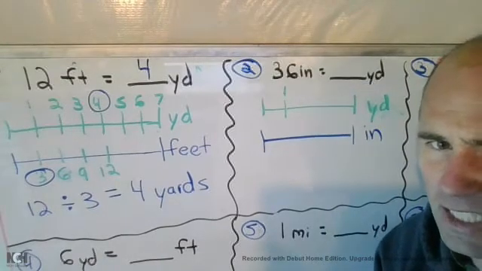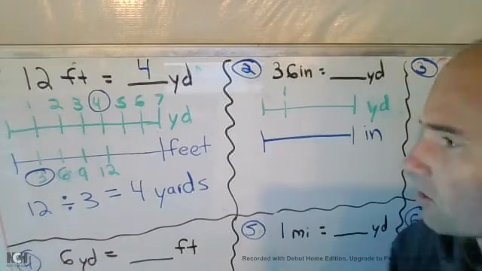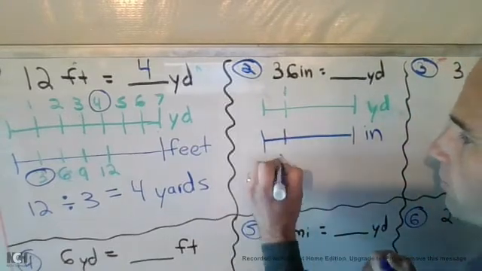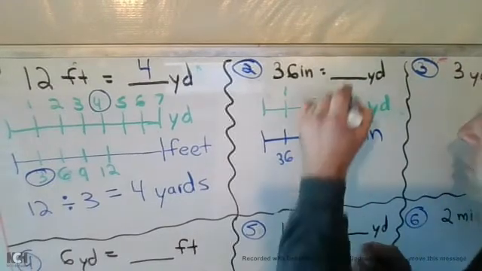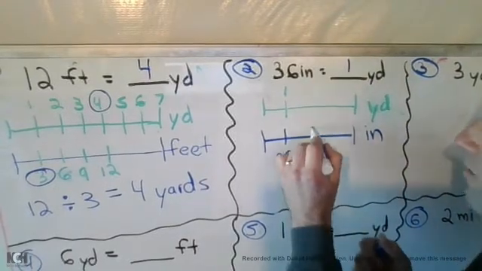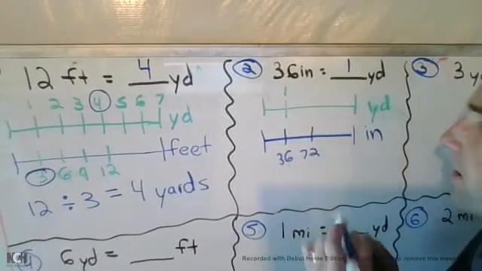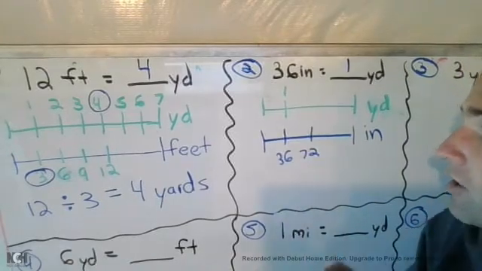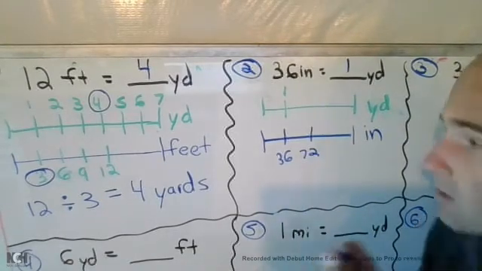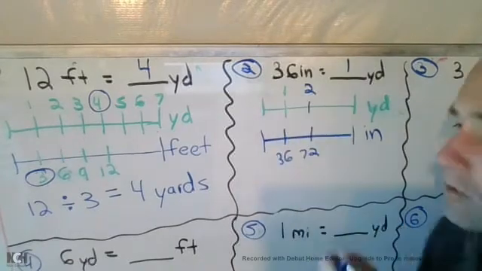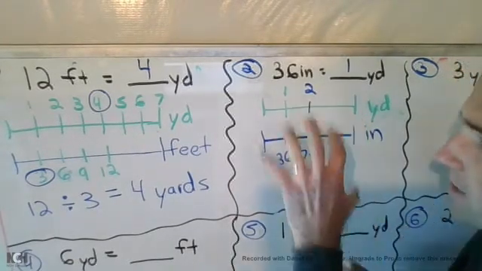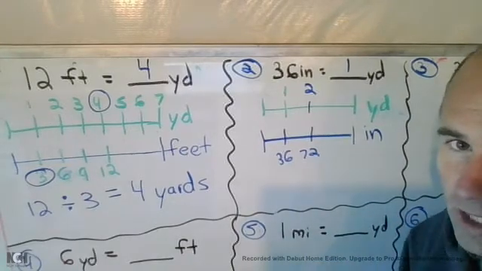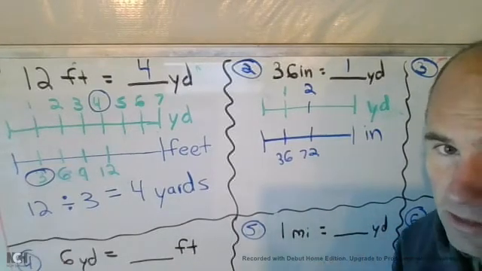Oh, it says it's 36 inches? You're right, 36. Therefore, my answer is 1 yard. Now, if I was asking how many yards is 72 inches, then it would be 2 yards. Okay, this double number line is a fantastic trick to help you in solving this.